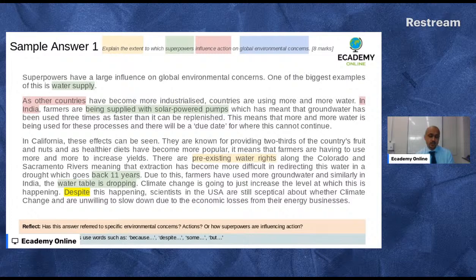It definitely demonstrates good knowledge and understanding about certain elements, but the candidate just needs to refine the answer so it ties in with how superpowers are actually influencing action.